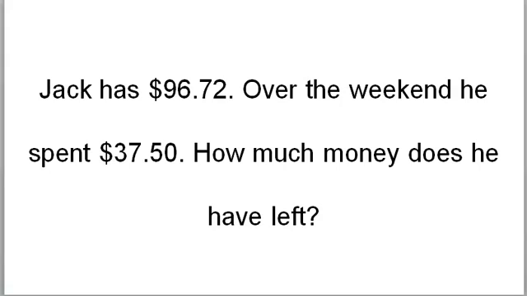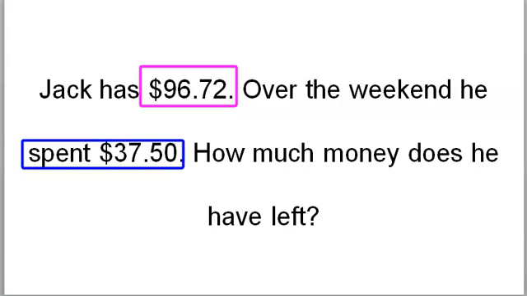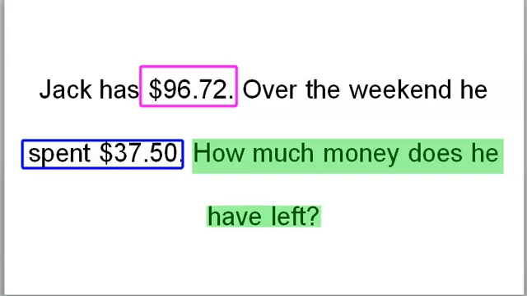Jack has $96.72. Over the weekend, he spent $37.50. How much money does he have left? All right, so Jack in his pocket has a total of $96.72. And then over the weekend, maybe he went to Crossgates Mall and he spends $37.50. And we want to ask ourselves, now that he's spent this money, he took some money out of his pocket, how much money does he have left?